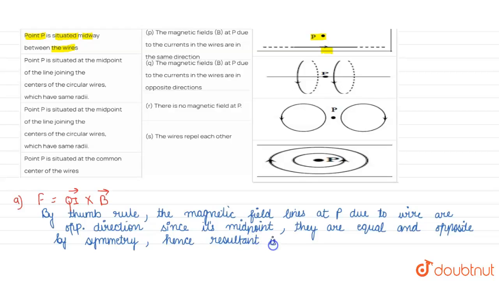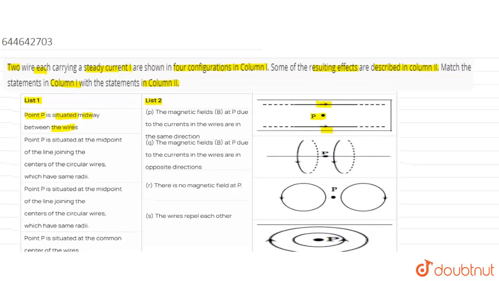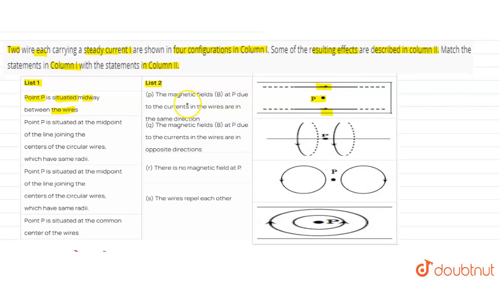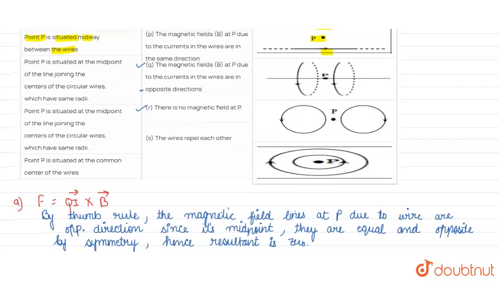So if we move towards the options, guys, which option is right? The first one says the magnetic field due to current in the wires is in the same direction. No, they are in opposite directions. It means this option is right, and there is no magnetic field at P. This is also true for 1. Why? Because they are equal and opposite, and then there is no magnetic effect. Hence the resultant field is 0. So we have the correct options, that is Q and R.